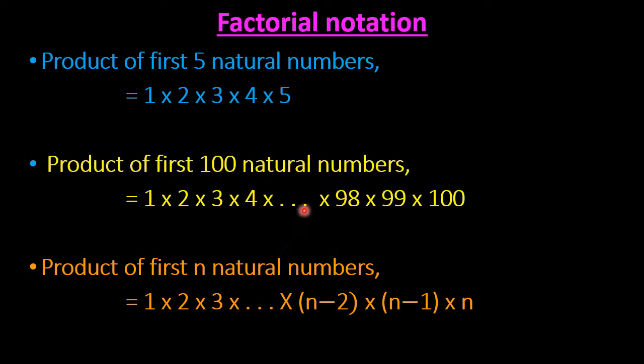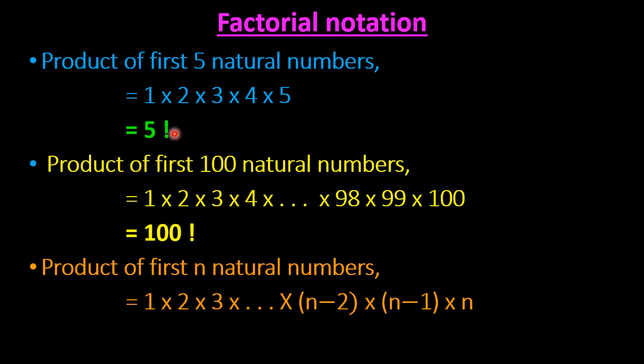Now to write in short, this factorial notation is very helpful. Here the last number is 5, so we are multiplying from 1 till 5. So in factorial notation, we can write this as 5 factorial or factorial 5. And similarly here, the last number is 100, so we are multiplying from 1 till 100. So here we can write in short 100 factorial.